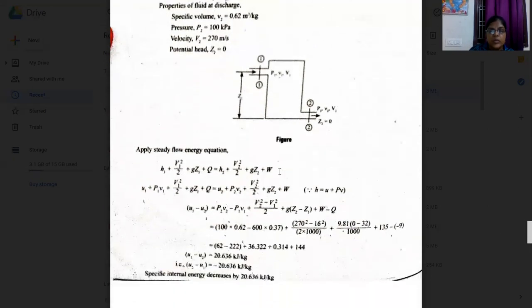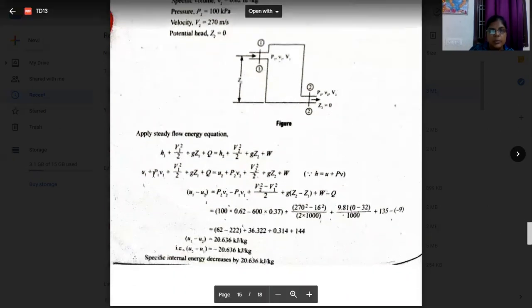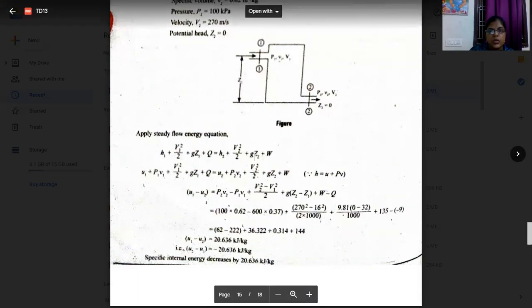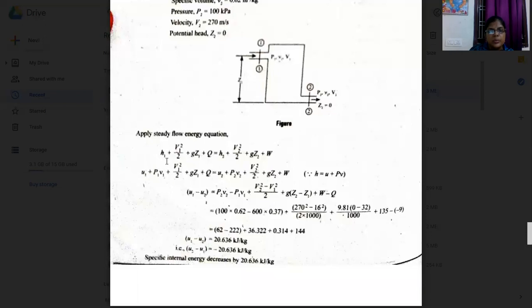So apply the steady flow energy equation. H1 plus V1 square by 2 plus g into Z1 plus Q is equal to H2 plus V2 square by 2 plus g into Z2 plus W. This is the energy flow equation. So what do we know? U1 plus P1 v1, where v1 is the specific volume. U1 is the internal energy plus V1 square by 2 plus g into Z1 plus Q, where H is equal to U plus PV.